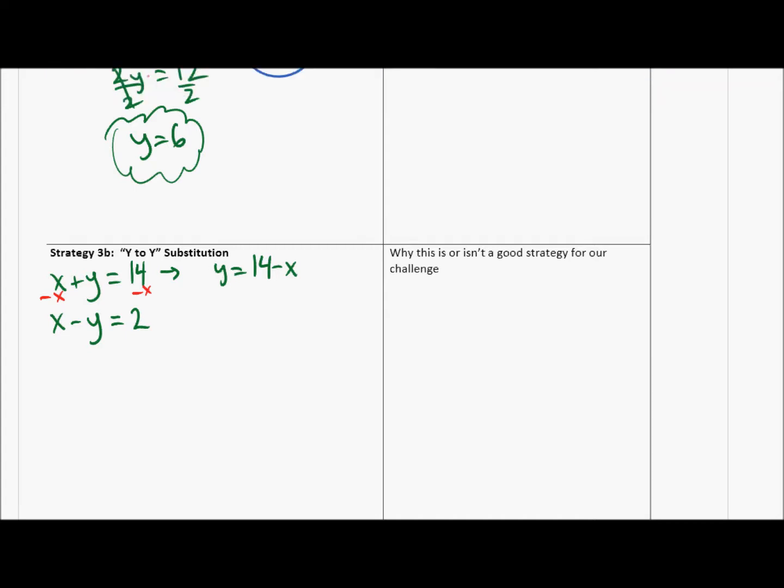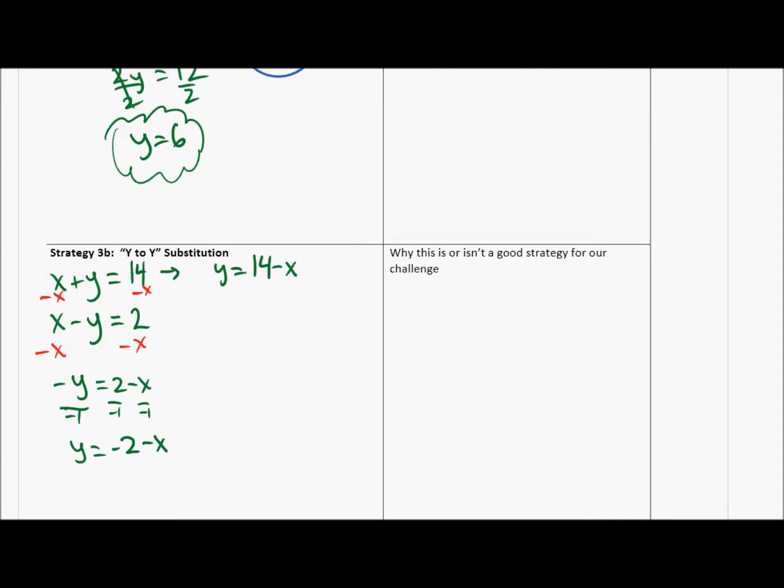Second equation is going to require just a little bit of extra work. Again, I'm going to subtract x on both sides. But now you'll see I'm left with negative y equals 2 minus x. And I want that y by itself. So what I have to do here is divide through by negative 1, which is just going to change the signs on everything. So I get y equals negative 2 minus x.